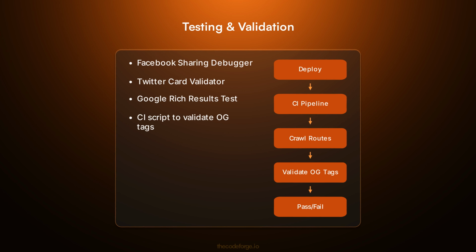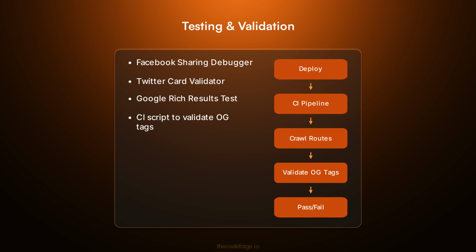Never deploy metadata changes without validation. Use Facebook Sharing Debugger, Twitter Card Validator, and Google Rich Results Test. Automate with a CI step that crawls critical routes and verifies OG tags.